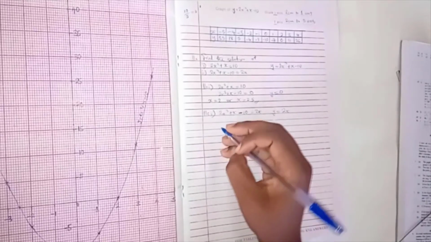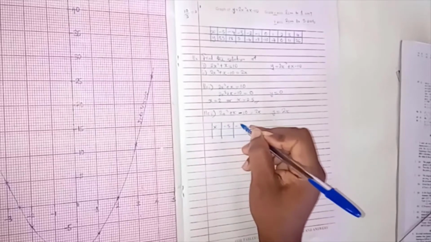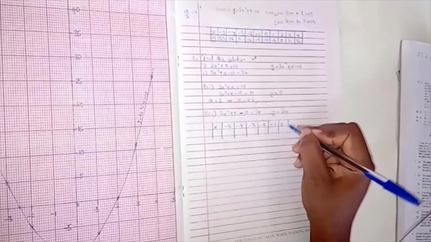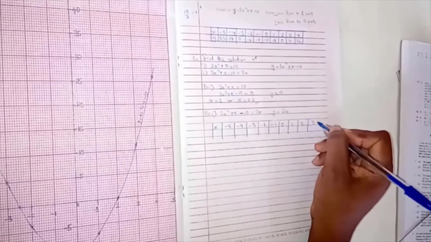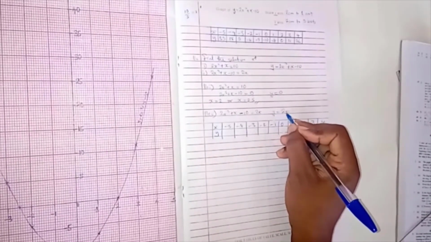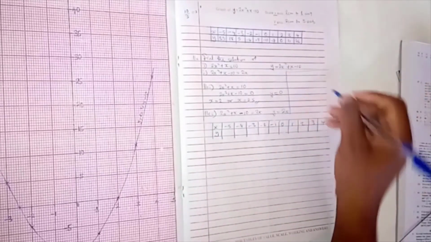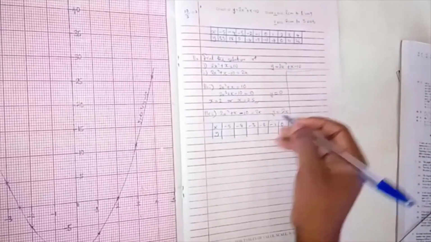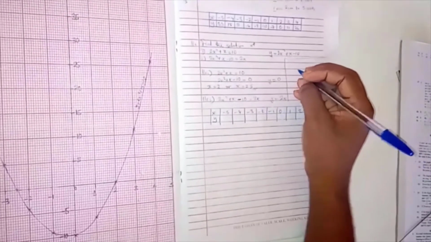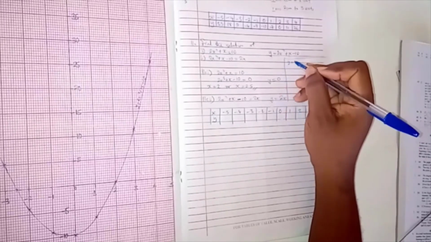So we have here, let's just plot the table first. We have x: minus 5, minus 4, minus 3, minus 2, minus 1, 0, 1, 2, 3, then 4. Y. So what will be y when x is minus 5? Let's solve this together. Let's just manage the space. I hope you can see this. I'm just checking the camera to see if you can see it.